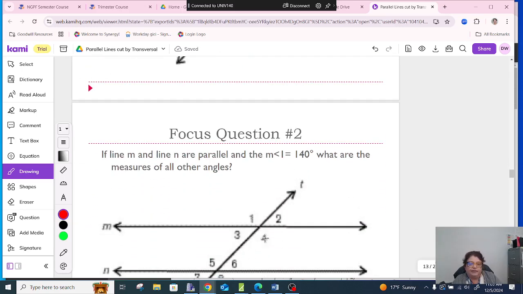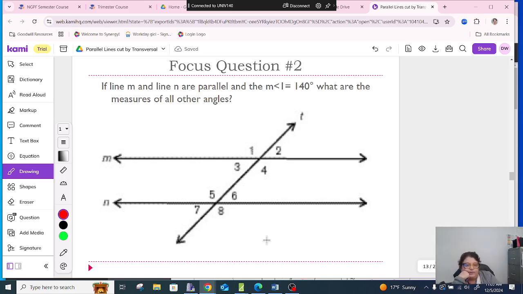Everybody have that? Okay. So if angle 1's 140, we could write all the other ones that are going to be 140. Angle 4 is going to be 140, right? Angle 5 is going to be 140. Angle 8 is going to be 140. Now, angle 1 and angle 2 have to add up to 180. So what's angle 2? 40. And all the ones that we have not marked are all going to be 40. So vertical angle here is 40. And then we could say corresponding.